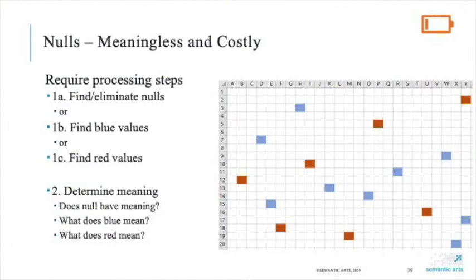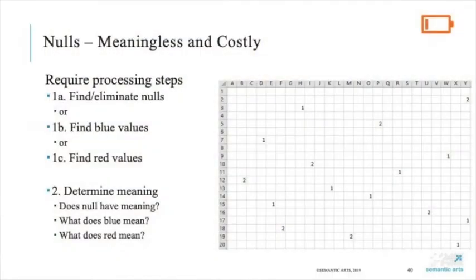Nulls, meaningless and costly. Here's a sparse table. You've probably seen something like this. So you pull out the nulls, find the blues, find the reds. What does it mean? You don't really know. We don't typically have color. It's numbers. Have you learned anything by changing it to numbers? No. This is still pretty meaningless.